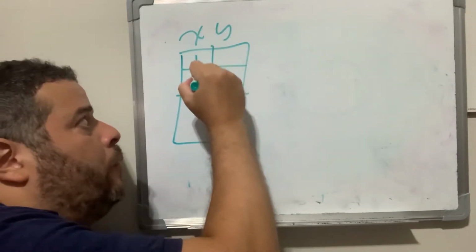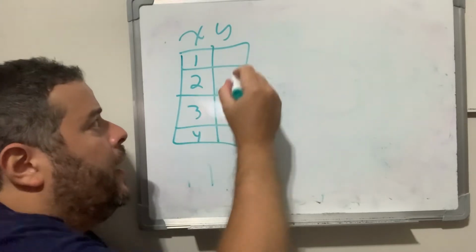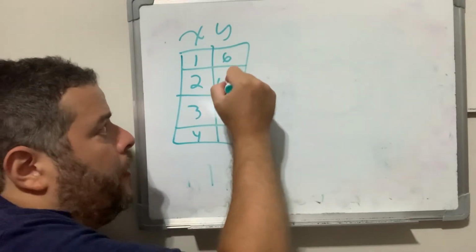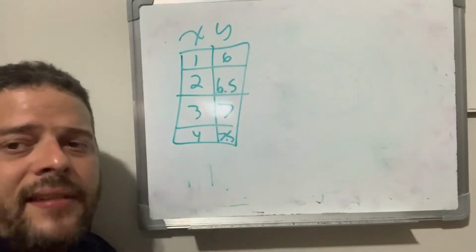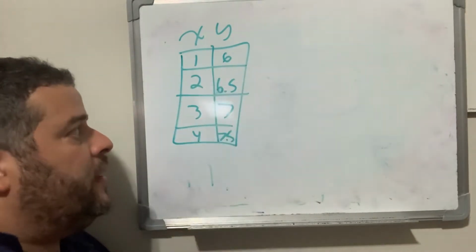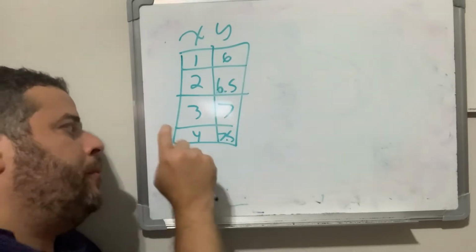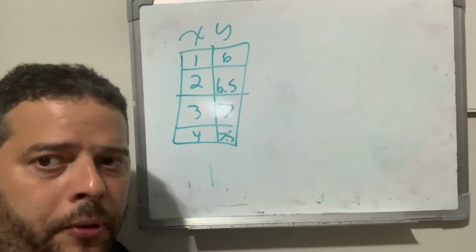Now, when you're looking at a table, all you have to look at are the x values. So let's say, for example, I have 1, 2, 3, 4, and I have 6, 6.5, 7, 7.5. This 1 has a single output. This 2 has a single output. This 3 has a single output. This 4 has a single output. No problem.